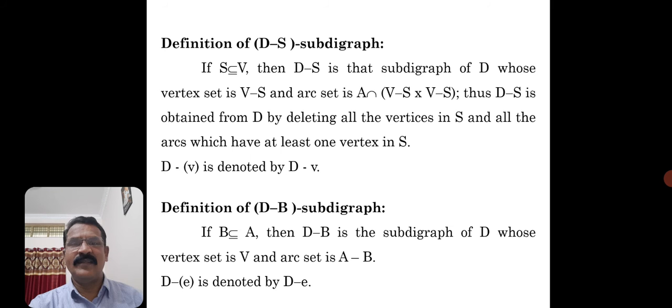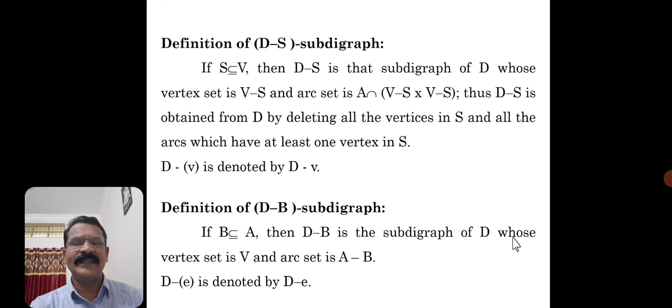So what I am going to say is that set theory plays a very important role here. How to find V minus S. Then how to find the elements of V minus S cross V minus S. Like that, A cross B. If A is one set, B is another set, then how to find A cross B. So that idea is required here.